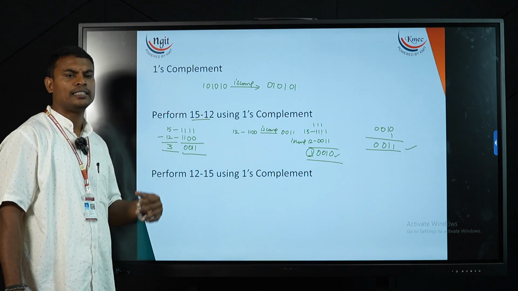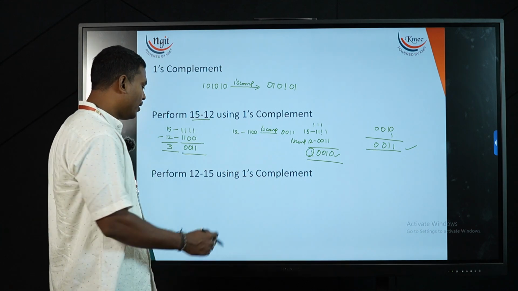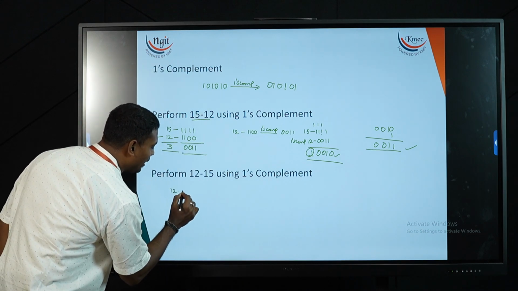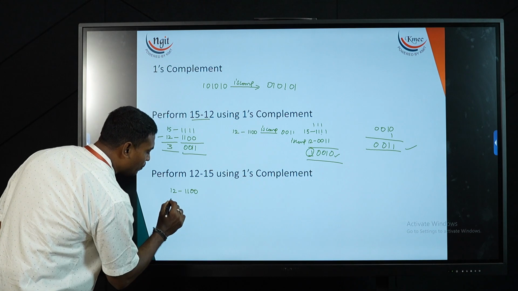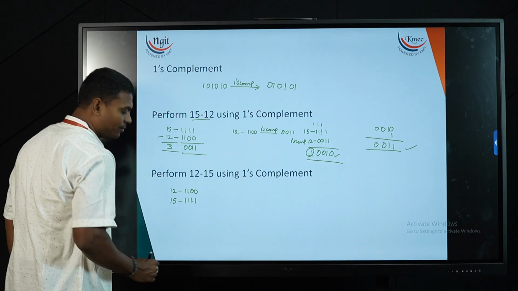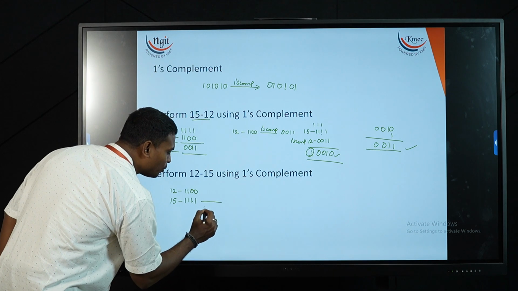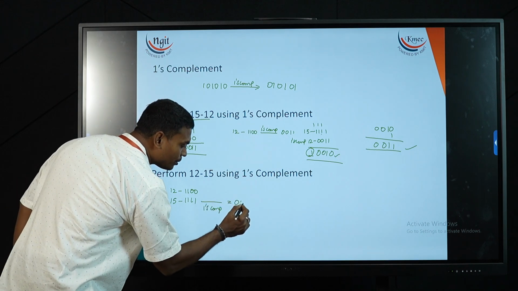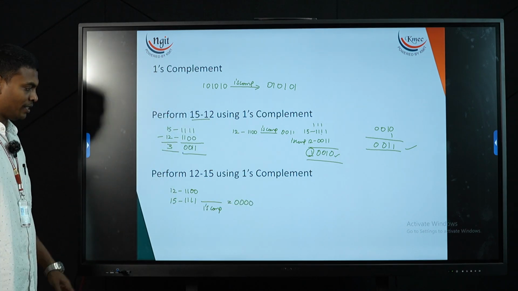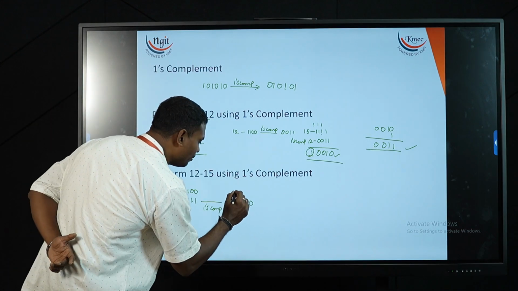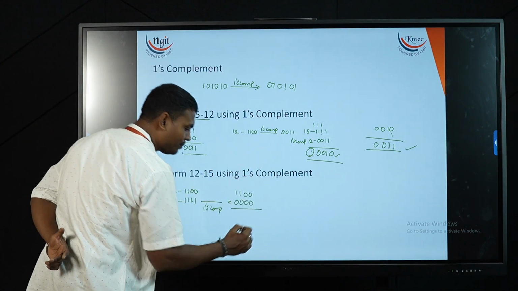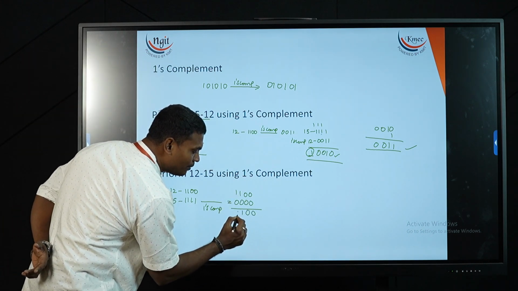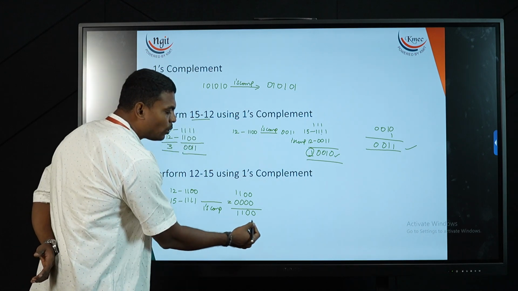Now we'll see the other version, that is 12 minus 15. Now when you are doing lower number minus higher number, same thing. First 12 is 1 1 0 0, 15 is 1 1 1 1. Now I need to apply 1's complement to my negative number, that is 15. So this becomes four zeros. Then this four zeros should be added to 1 1 0 0. What happens now? This becomes 1 1 0 0. Right? So there is no carry generated.